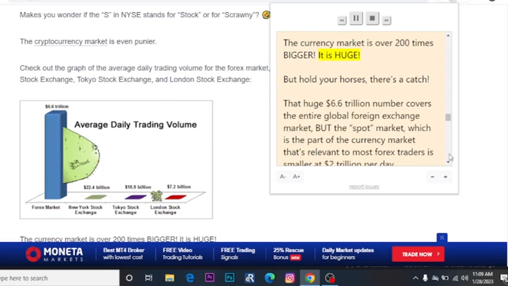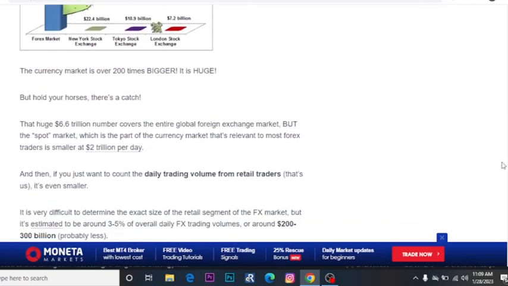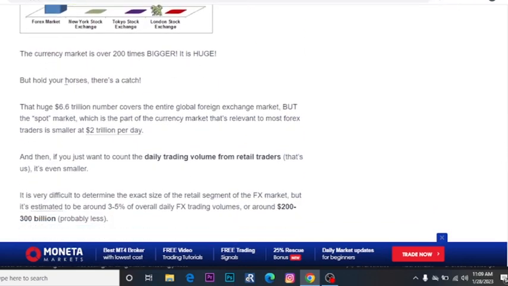It is huge. But hold your horses, there's a catch. That huge $6.6 trillion number covers the entire global foreign exchange market, but the spot market, which is the part of the currency market that's relevant to most Forex traders, is smaller at $2 trillion per day. And if you just want to count the daily trading volume from retail traders, that's us, it's even smaller.